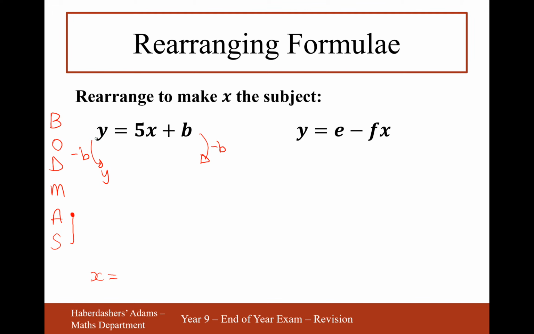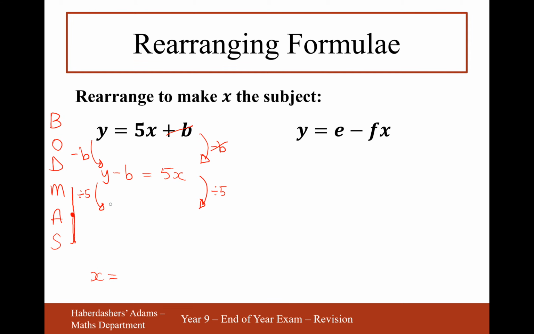So on the left it's y, take away b, so that's y minus b, equals on the right 5x plus b minus b. These two things will cancel each other out, so I've now got 5x. Okay, start from the bottom again, and I've got no subtracts, no adds, but I do have a multiply, the multiply by 5. And what's the opposite of multiplying by 5? Dividing by 5. Excellent, so divide by 5.